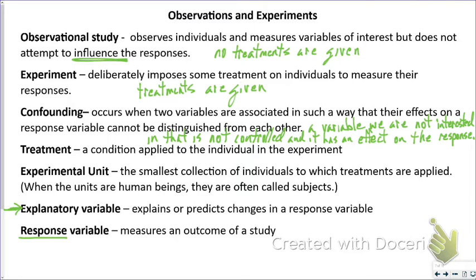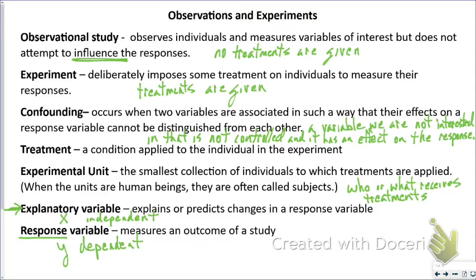Treatment, that one's obvious. It's what you give to the subjects. Experimental unit, this is who or what receives treatments. Seems obvious, but people mess that up many times. You want to be as specific as possible. Explanatory variable, that's like my X, that's my independent variable. I think it has some kind of association with a response, which is my Y or my dependent variable.